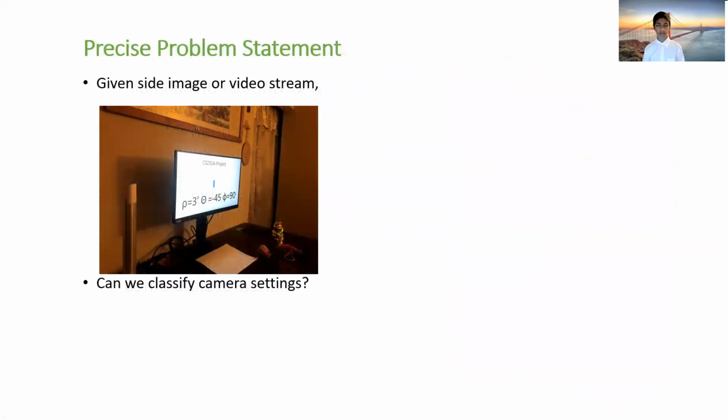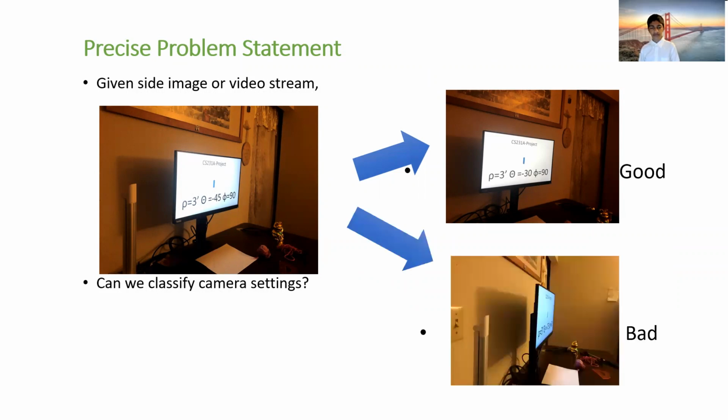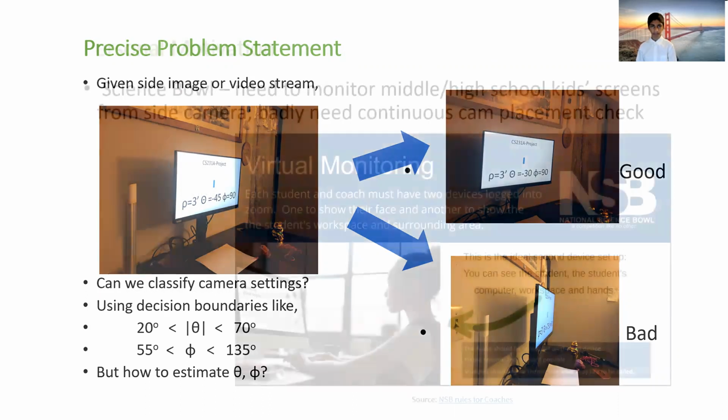So let's define the problem a bit more succinctly. As before, our exam proctoring problem is automatically finding decent estimates of the polar angle theta and azimuthal angle phi between the computer screen and the camera. More precisely, what we want to do is apply some heuristic threshold on theta, say between 20 and 70 degrees, and phi between 55 and 135 degrees. Using these thresholds, we can instantaneously accept or reject a camera placement. However, the big challenge is how to estimate the scene angle to get there.